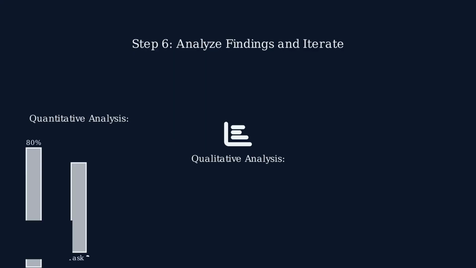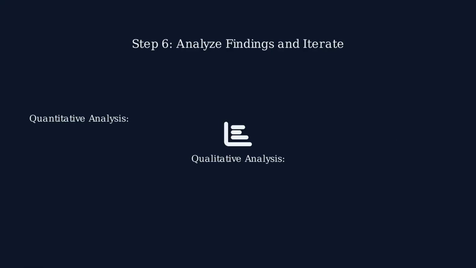Next, dive into quantitative data. Look at metrics like success rates and task completion times. For instance, if task 2 only has 60% success, that's a red flag. Use simple charts to visualize patterns, like this bar chart showing completion rates across different tasks.